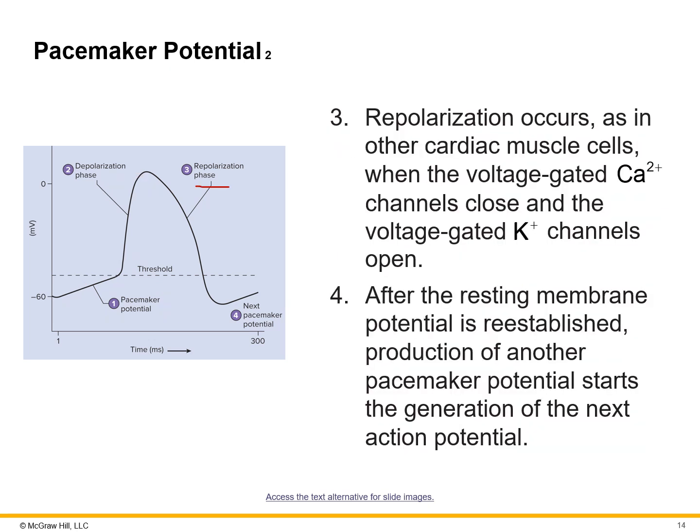Repolarization occurs as in other cells, when the voltage-gated calcium channels close and the potassium channels open. So calcium stops here at the top, potassium channels open, and now potassium is going out of our cells. But you can see this repolarization takes a little longer than a normal action potential that we'd seen with neurons. Then ultimately, the resting membrane potential is reestablished and we're ready for another action potential to occur.